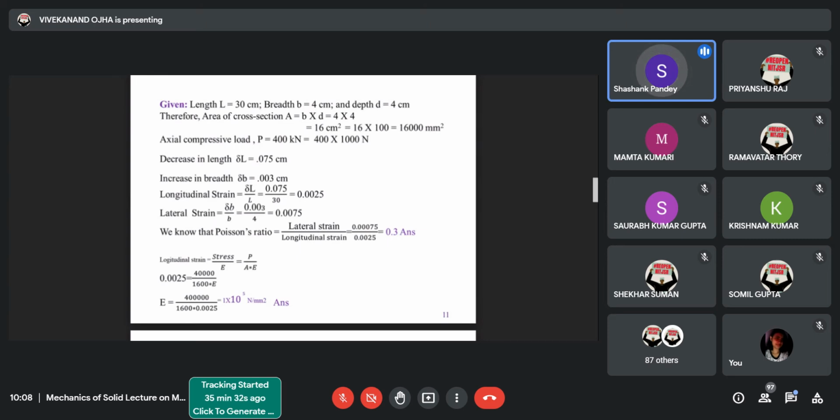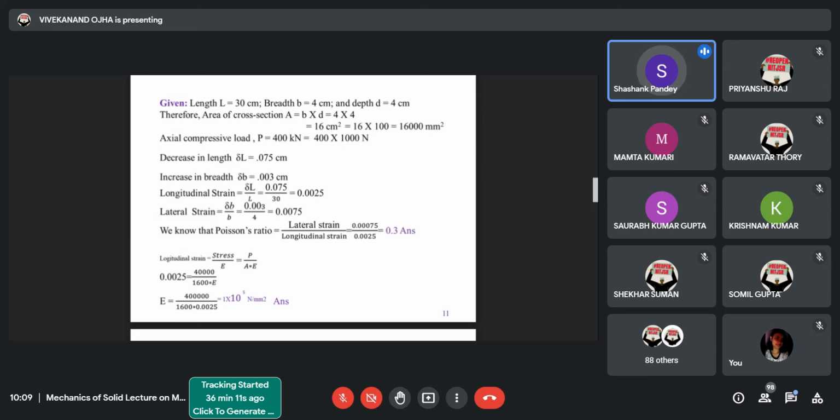Longitudinal strain will be equal to stress upon Young's modulus. From this expression, we can calculate the value of Young's modulus, which comes out to be 1 into 10 raised to power 5 Newton per mm². So we have calculated both the parts. That is, Poisson's ratio is 0.03, and Young's modulus is 1 into 10 raised to power 5 Newton per mm².